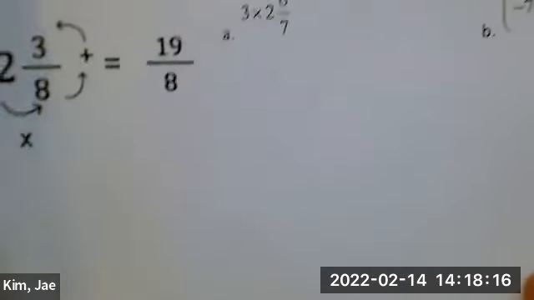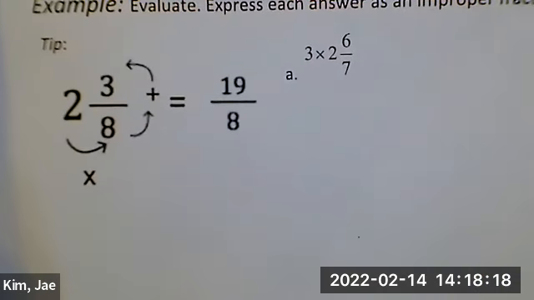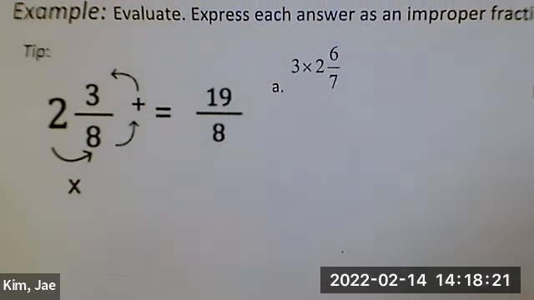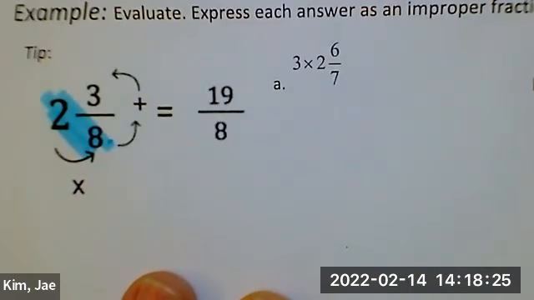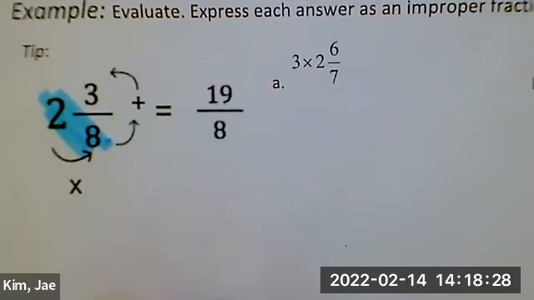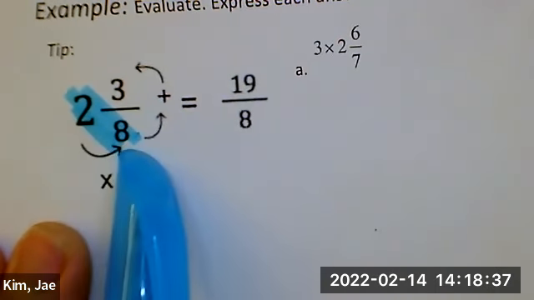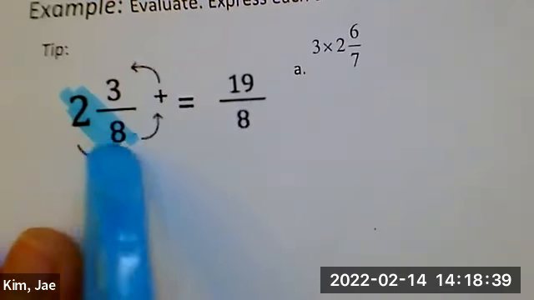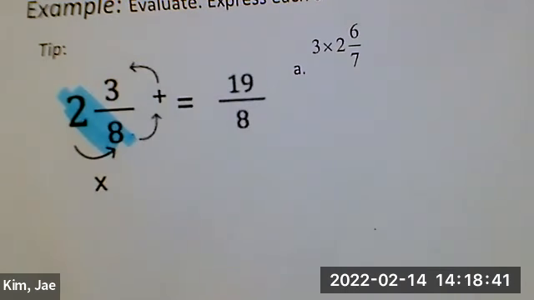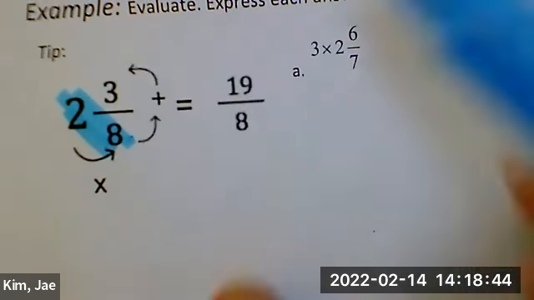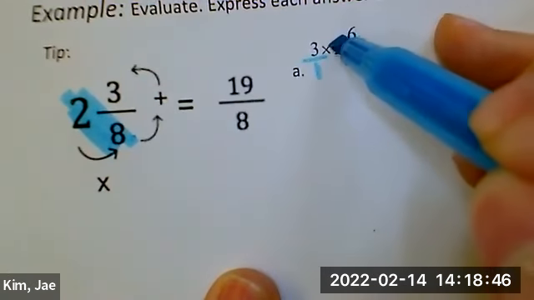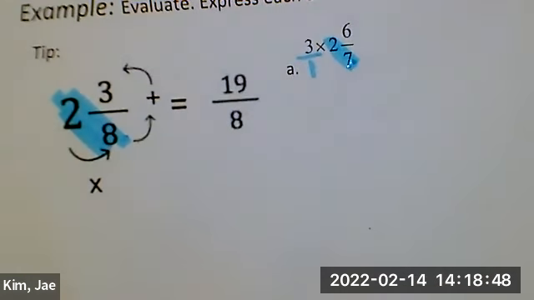Ready? Here we go. What do we do when we have mixed fractions? As a reminder, how do you change a mixed fraction into an improper one? I have 2 wholes. They are 8 pieces each. So I have 16 pieces added to the 3. In the same way, this is 3/1, obviously, and there are 2 wholes, 7 pieces each.